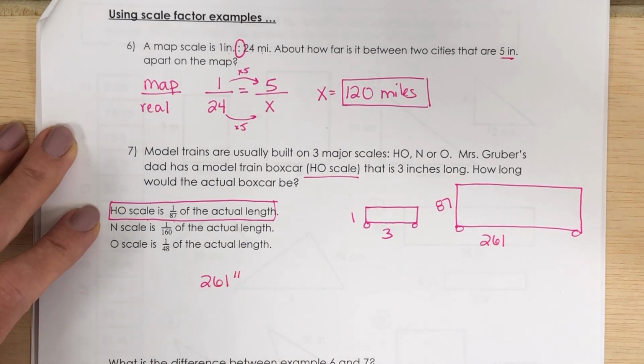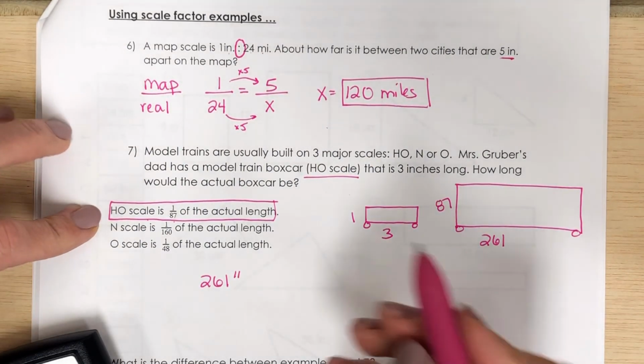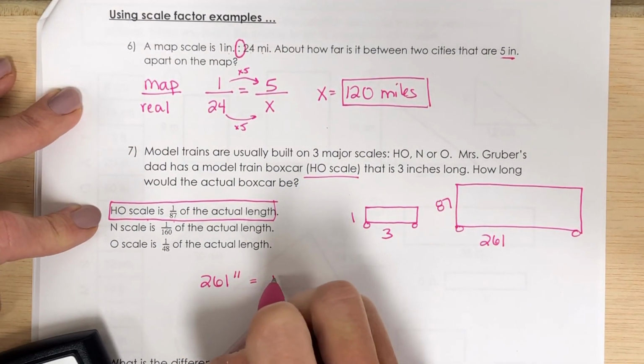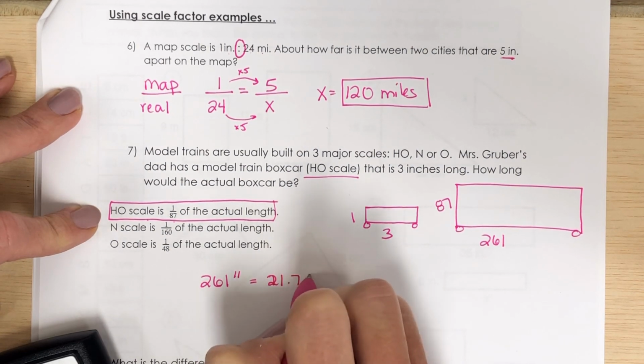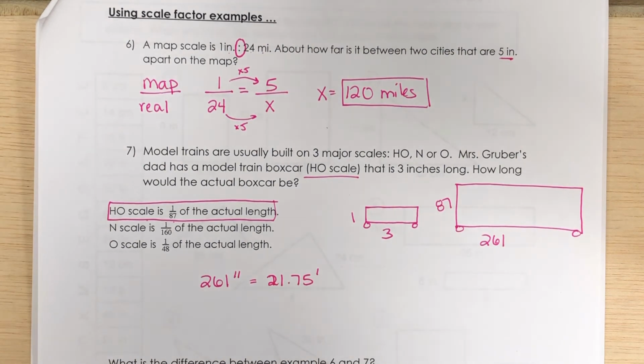I probably wouldn't write inches. I would probably say feet. So I'm going to divide 261 by 12. And that's what, 21.75 feet. Which that makes sense to have a 21-foot car.